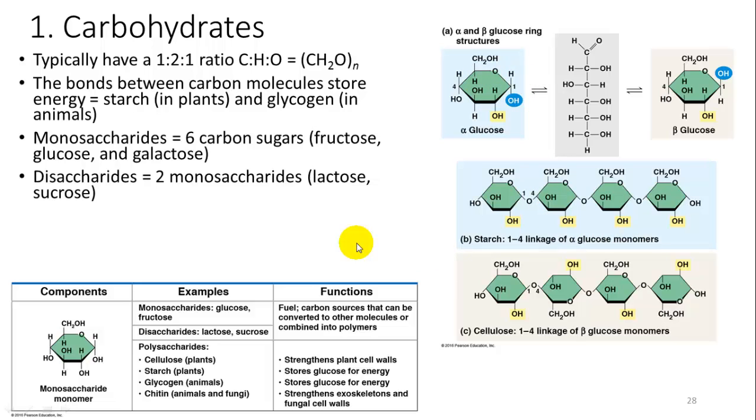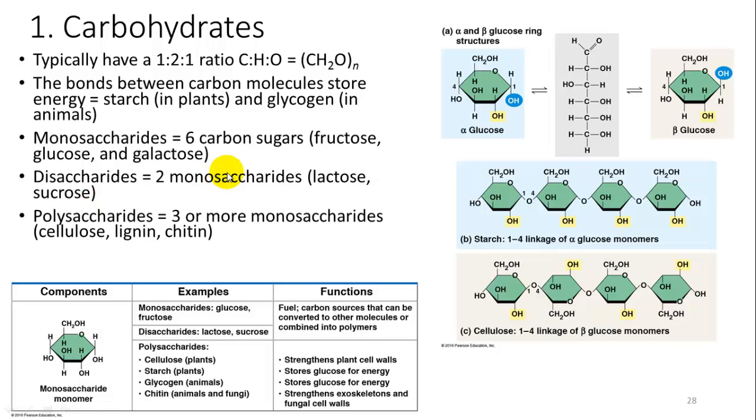And you can put these together. They can form bonds between each other to make disaccharides, which means you have 2 of them together. So examples of those are lactose, which is found in milk, sucrose, which is table sugar. Then you have polysaccharides. These are 3 or more monosaccharides combined together. So glycogen, starch, cellulose, lignin, these are all polysaccharides. They have lots of sugars bound together.